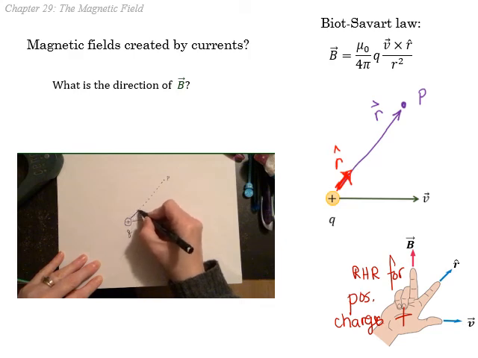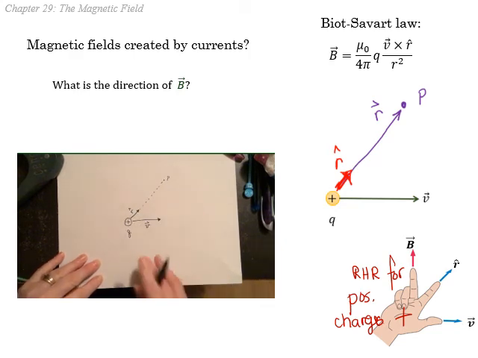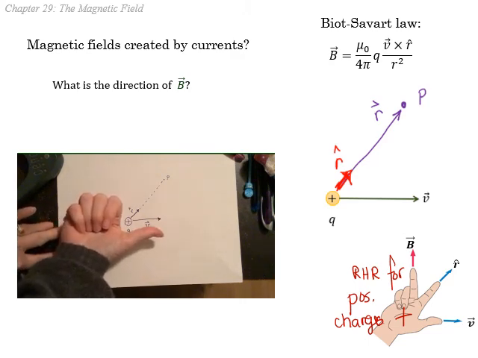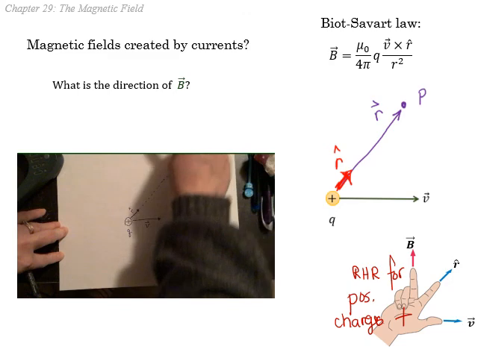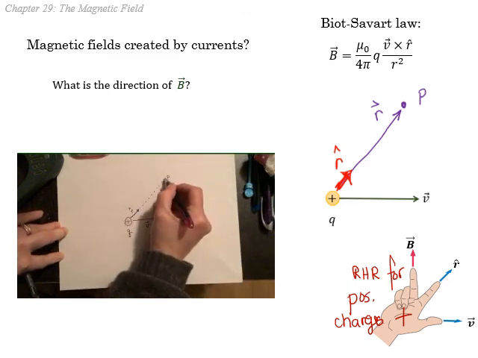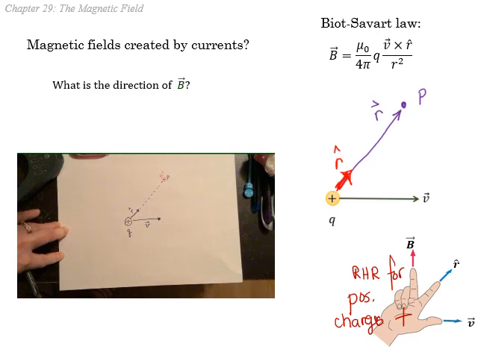Remember that r hat is the unit vector that points along vector r. The vector r goes from the charge to the point, so there's my r hat. To apply my right-hand rule, I'm going to put my thumb in the direction of my velocity, which is to the right. I'm going to extend my index finger in the direction of r hat, so up towards P. Then I'll extend my middle finger, and that gives me the direction of the magnetic field at point P. That's out of the page or towards myself. So then I can draw that on my picture. The magnetic field is coming out of the page, so that's a dot inside of a circle, and we'll label it B. So that's how you use the right-hand rule to find the direction of the field.